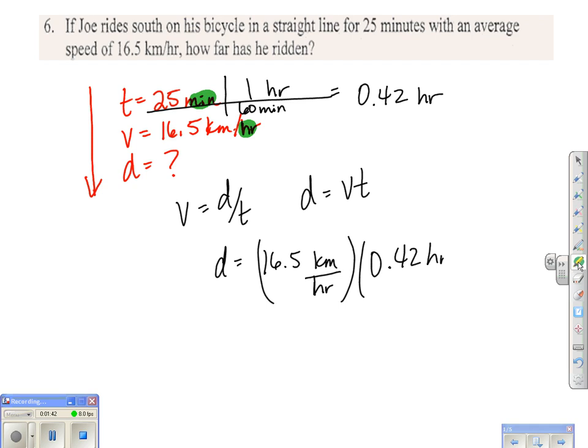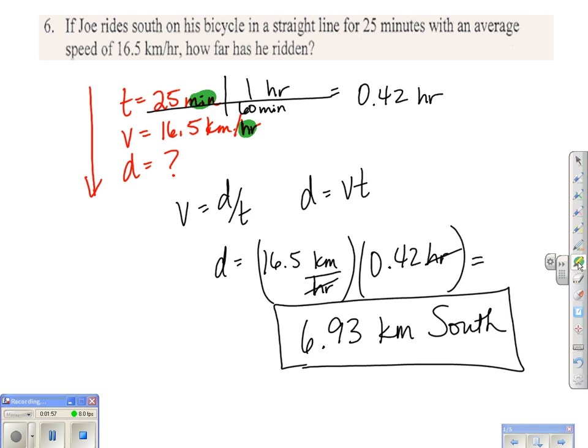0.42 hours. So then we cancel out our hours, we multiply, and we find out that we're able to go a distance of 6.93 kilometers, and I should include south since I was given that information. This is a vector value really, even though it talks about average speed, since it gives us a specific direction in saying south, go ahead and say that he continued south.